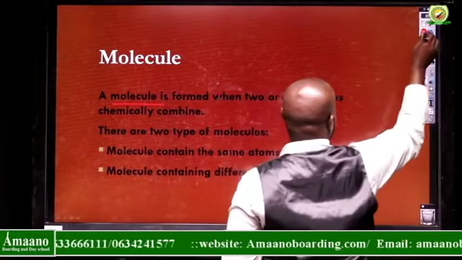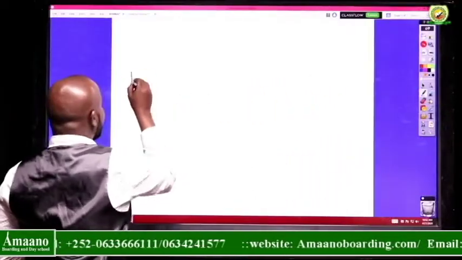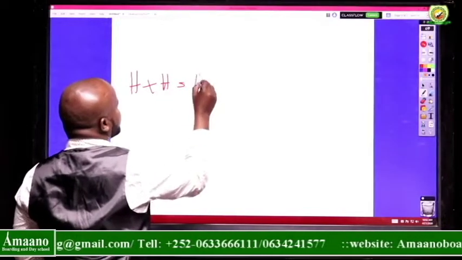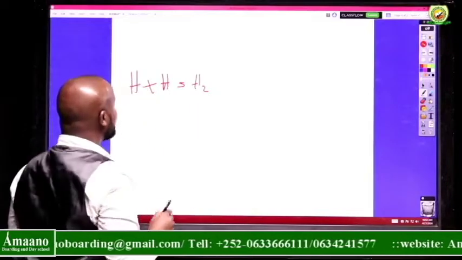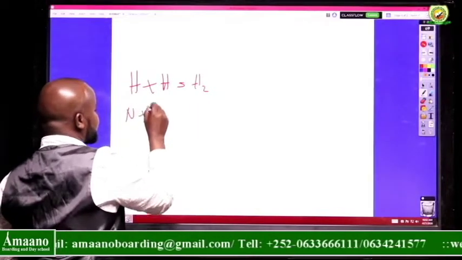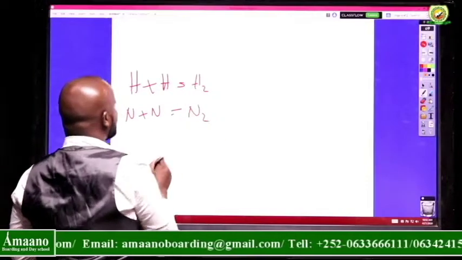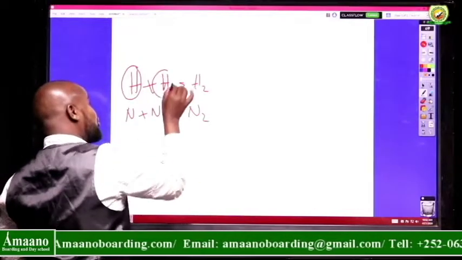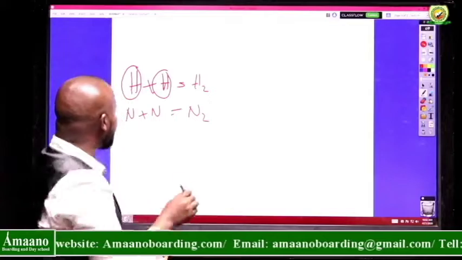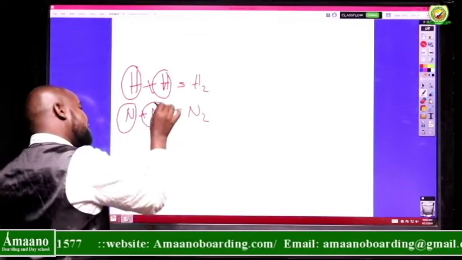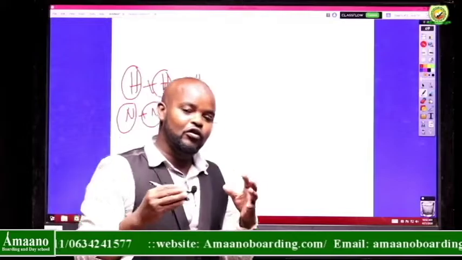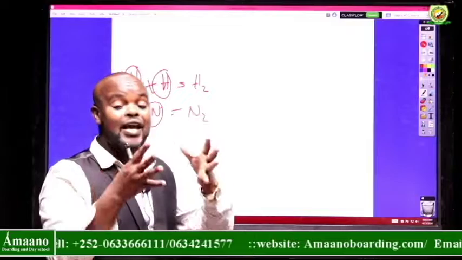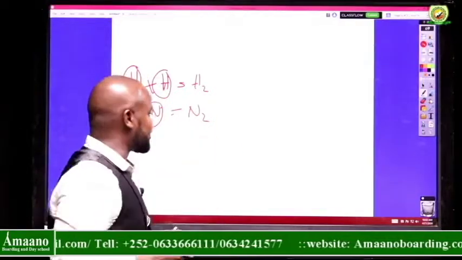Okay. Let's see. If you add hydrogen with hydrogen, you will get what? You will get hydrogen molecule. If you add nitrogen plus nitrogen, you will get what? Nitrogen molecule. So on and so forth. So now these two atoms we have added are the same. Hydrogen, hydrogen. Again the same here. Nitrogen, nitrogen. So one type of the molecules that we have in science is a molecule that contains the same atoms, that's formed from the same atoms.